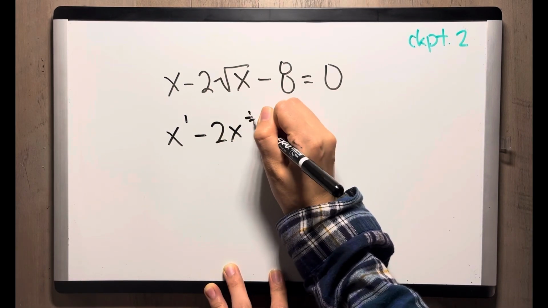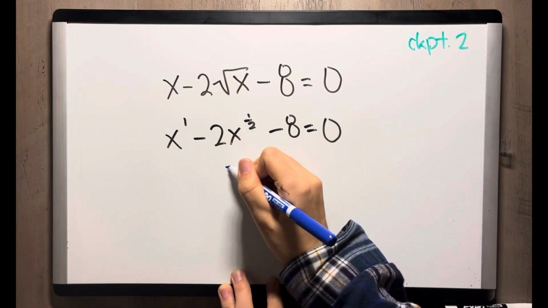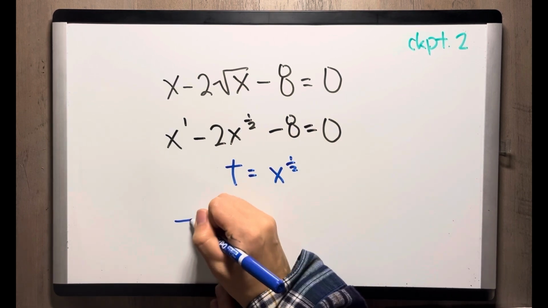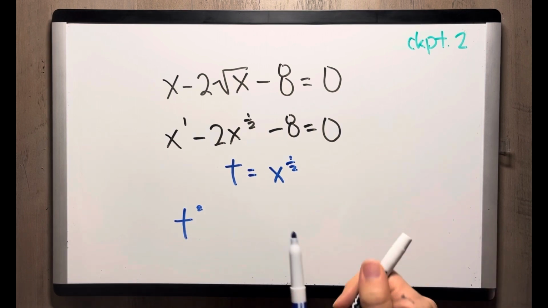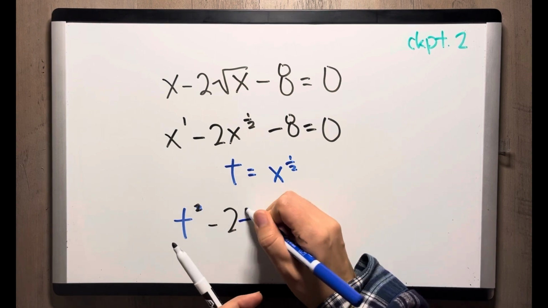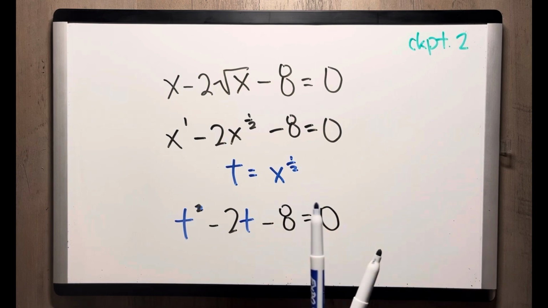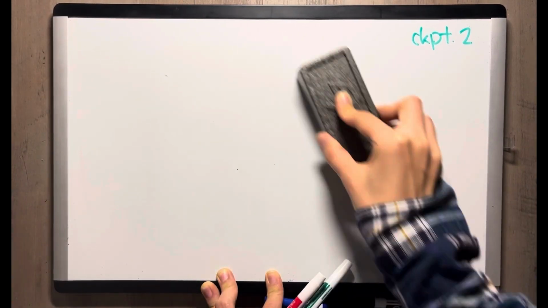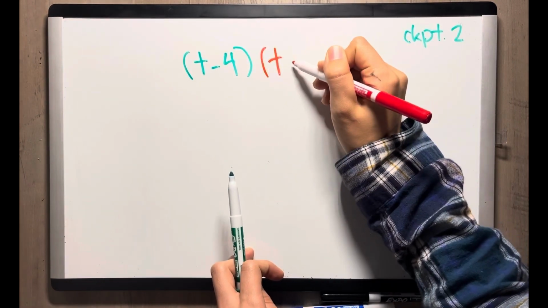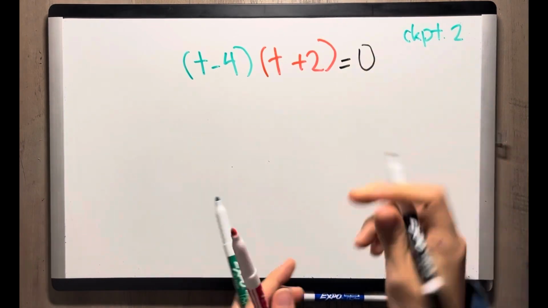The square root of x is equal to x to the 1/2 power. Let's use any letter, in this case t, to represent x to the 1/2 power. Now substitute every x to the 1/2 power with t to get t squared minus 2t minus 8 equals 0. Next, let's factor our new quadratic equation. We get t minus 4 times t plus 2 equals 0 as the result.